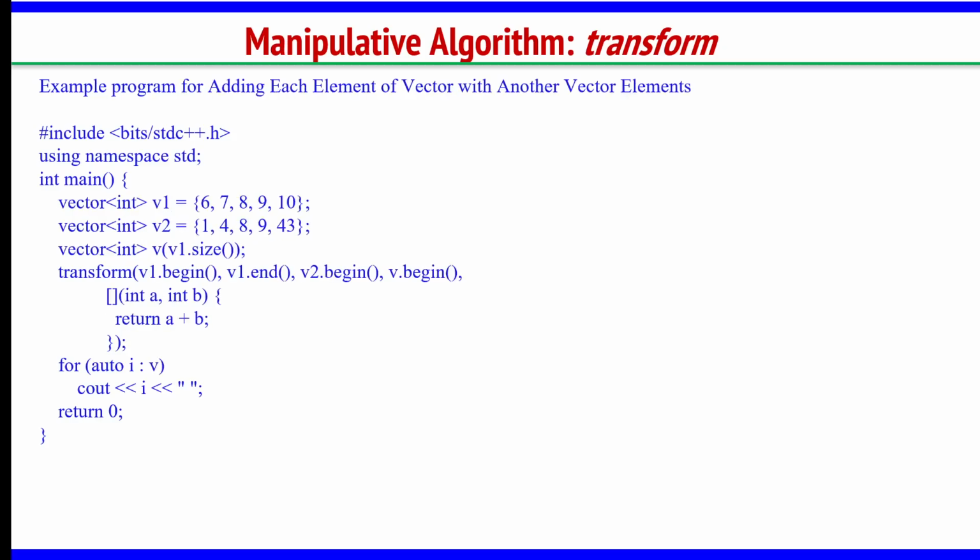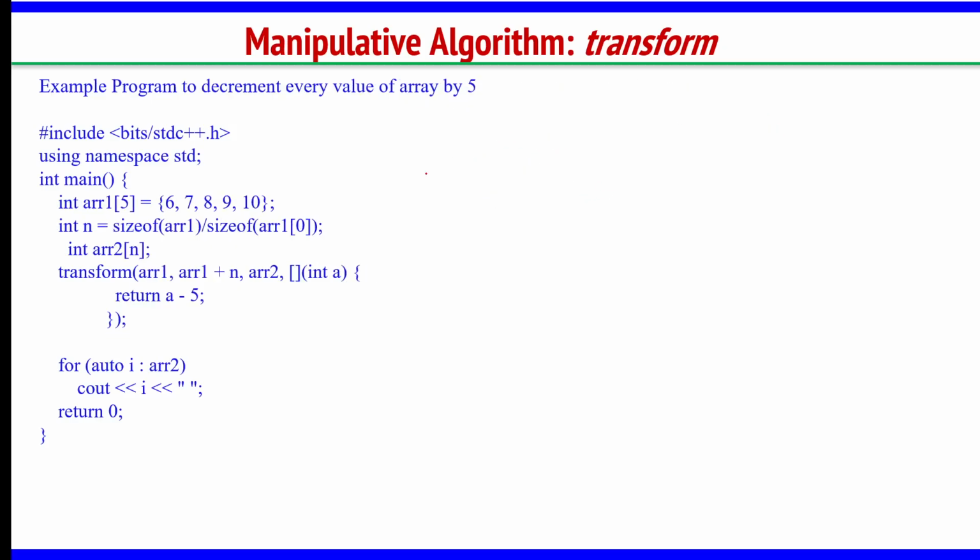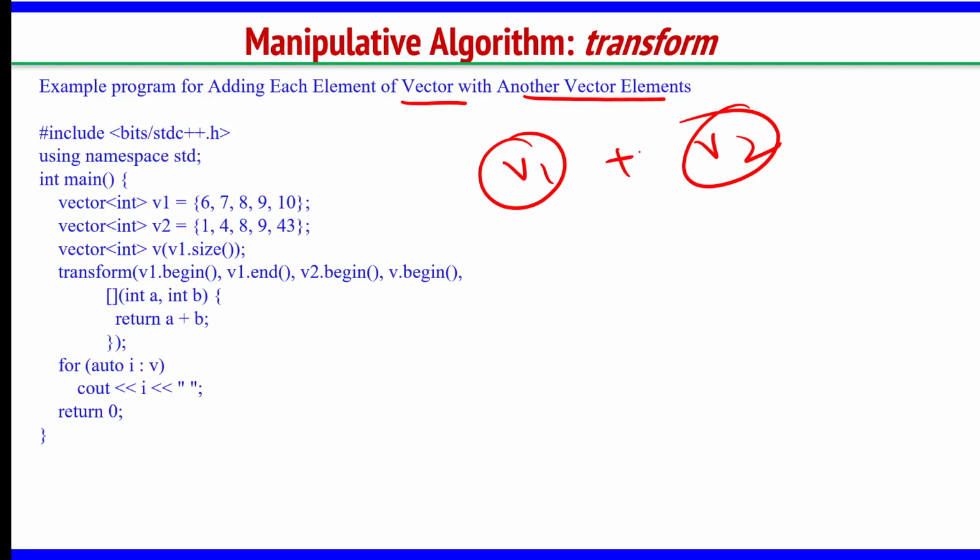Let us see another example. For adding each element of a vector with another vector's elements, here it is binary. Why? Because I am doing V1 plus V2, applying it on two different vectors. Earlier it was only one variable, A minus 5, that is with a constant, single container minus a constant. Here it is between two different containers, V1 plus V2. So this is binary transform.